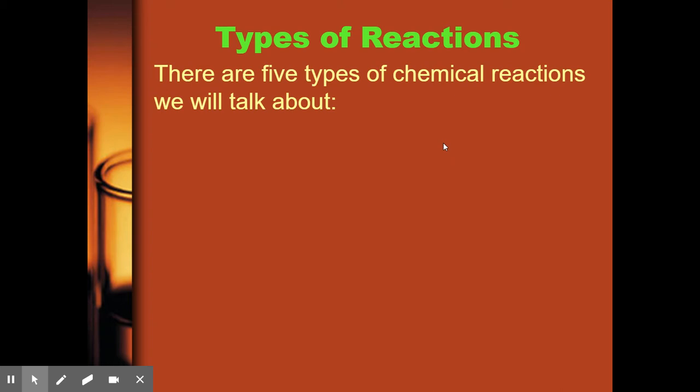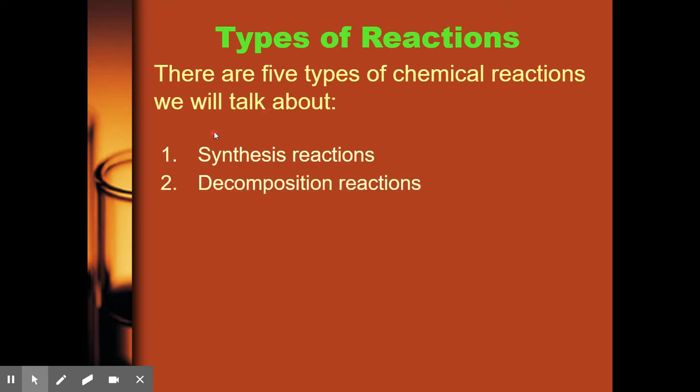Okay, so the 5 types that we're going to be exposed to at this point are synthesis reactions and decomposition reactions. These are exact opposites of each other. You know what a synthesizer does? It puts things together. So we're going to put things together in a synthesis reaction, and then the opposite happens in a decomposition reaction, where we actually break things apart. Those are opposite direction reactions.